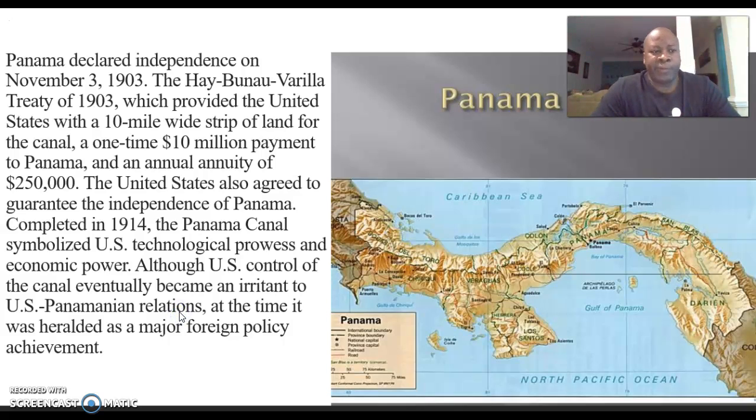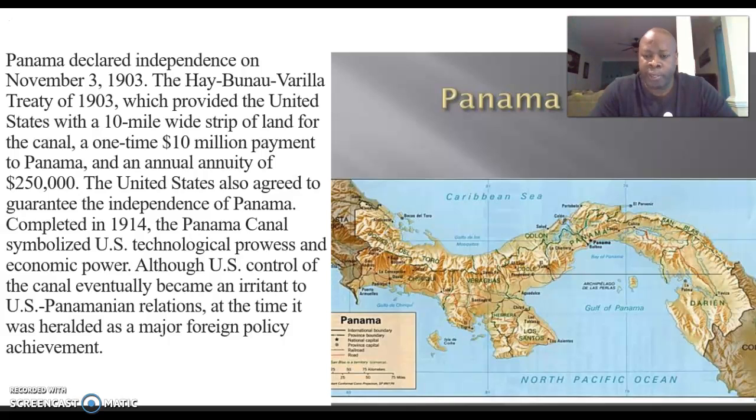As I said before, Panama declared independence, and the U.S. helped them to gain their independence. In turn, Panama sold the U.S. a 10-mile strip of land, 50 miles long, for $10 million to go ahead and build this canal.